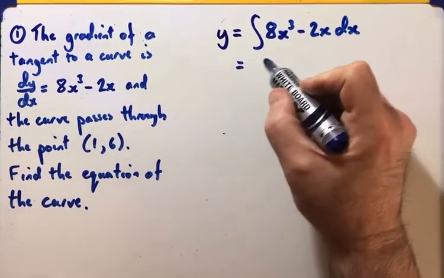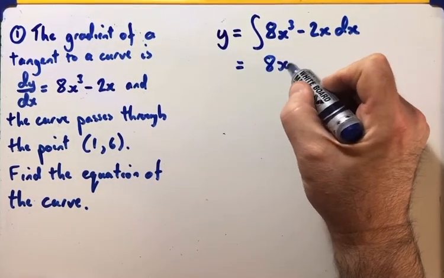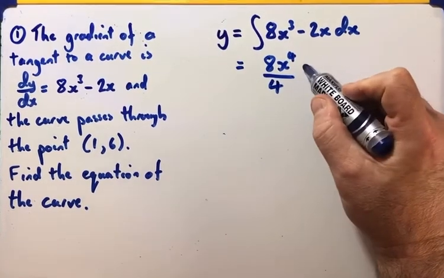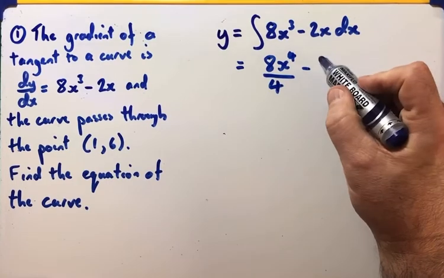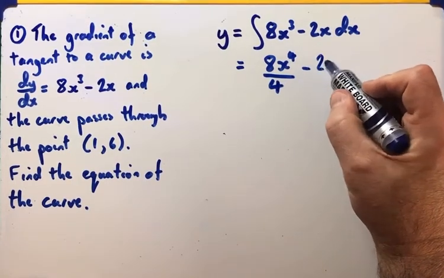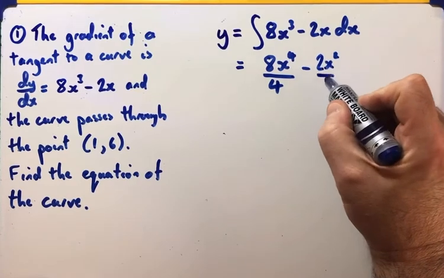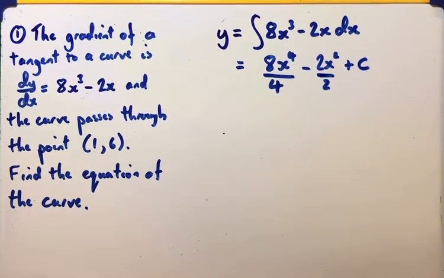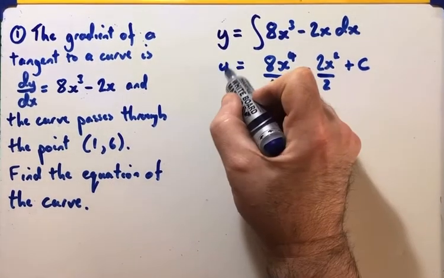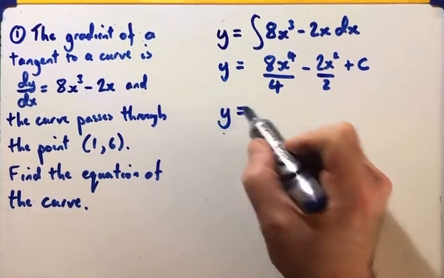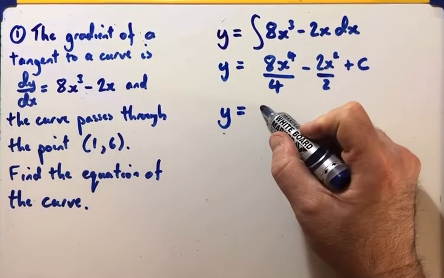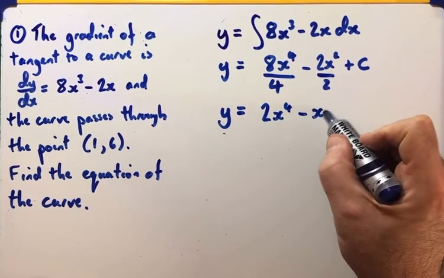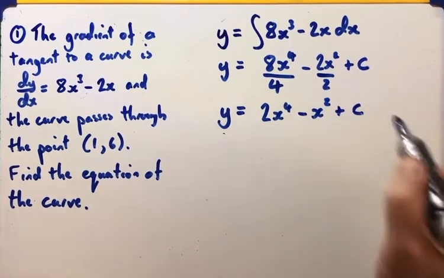What we've got is 8x to the power 4, raising the power by 1, divide by the new power. Remember, x is x to the power 1, so it becomes 2x to the power 2, over 2, plus some constant of integration, c. So that was y, remember? So that gives us y equals 2x to the power 4 minus x squared plus c.